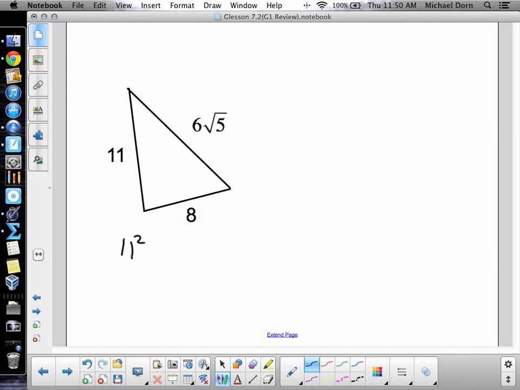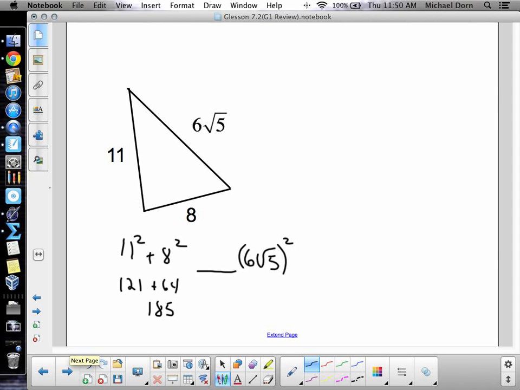(11 squared plus 8 squared) not equals. We're just going to compare to 6 root 5 squared. Now the 11 squared is easy, that's 121. The 8 squared is easy, that's 64. So if I add those together, that gives me 185.